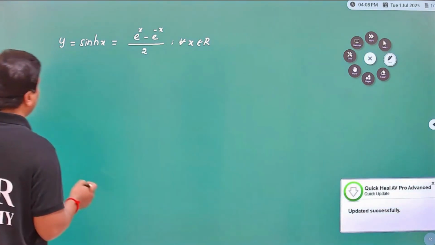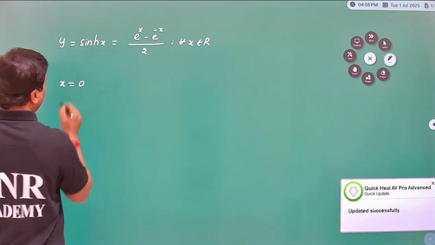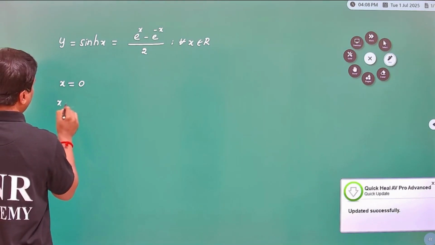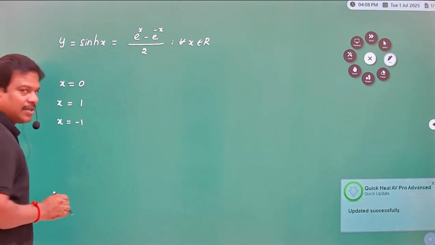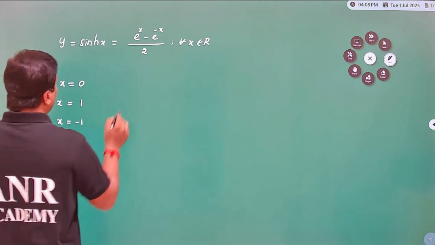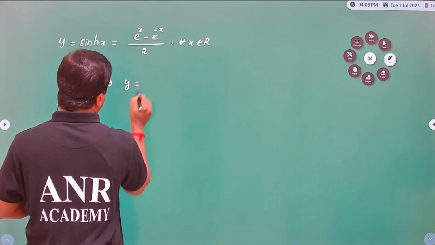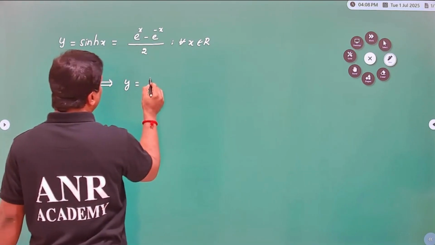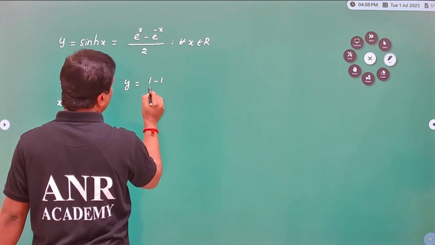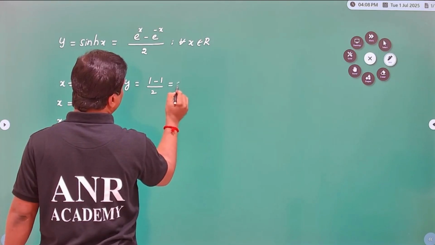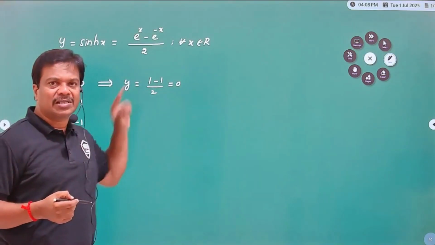See here what I am doing. First I am going to write the value of x equal to 0, and then I am writing 1, after that minus 1. First, when you put x value 0, then what is the output? Observe, e power 0 is 1, minus e power 0 is 1, divided by 2, that becomes 0. So when you give input 0, output is also 0.